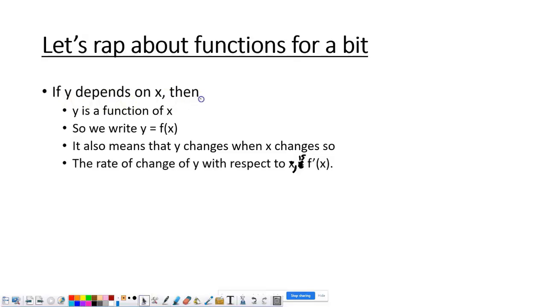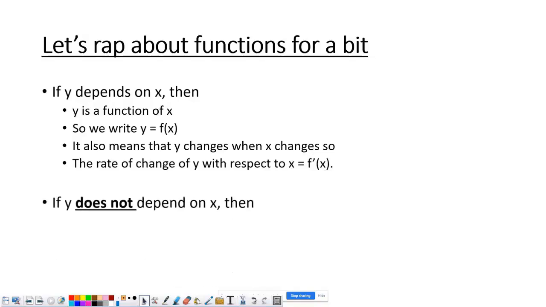So y depends on x means that y is a function of x, and f prime means how fast is the y changing as x is changing. Okay, so that's some stuff about functions there. Now let's add another thing.